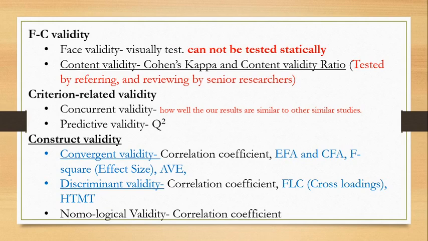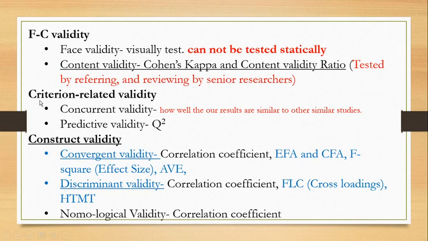Now we will see what are the different statistical techniques that can be used to test the validity. Now in this slide I have made 3 types of headings for validity. First is the FC validity, which is called the face validity or the content validity. Nowadays researchers are not testing statistically the content validity, but it can be tested by the Cohen's Kappa and content validity ratio. But in these days you will not find researchers going for this type of validity test.